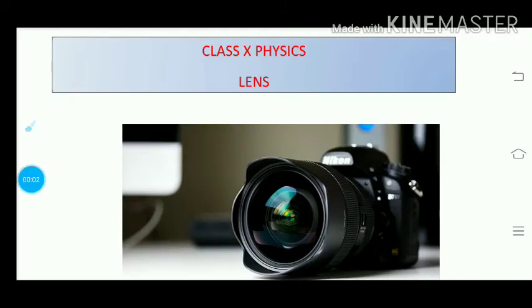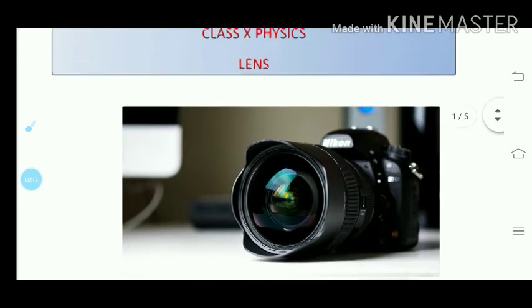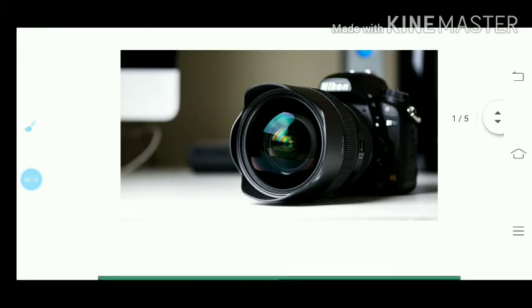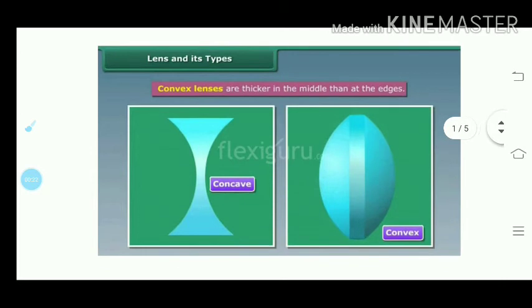Hello students, today we'll start a new chapter, Refraction through a lens. A lens is a transparent refracting medium bounded by two spherical surfaces, or one surface spherical and the other surface plane. There are two kinds of lens: number one, convex or converging lens, and number two, concave or diverging lens.